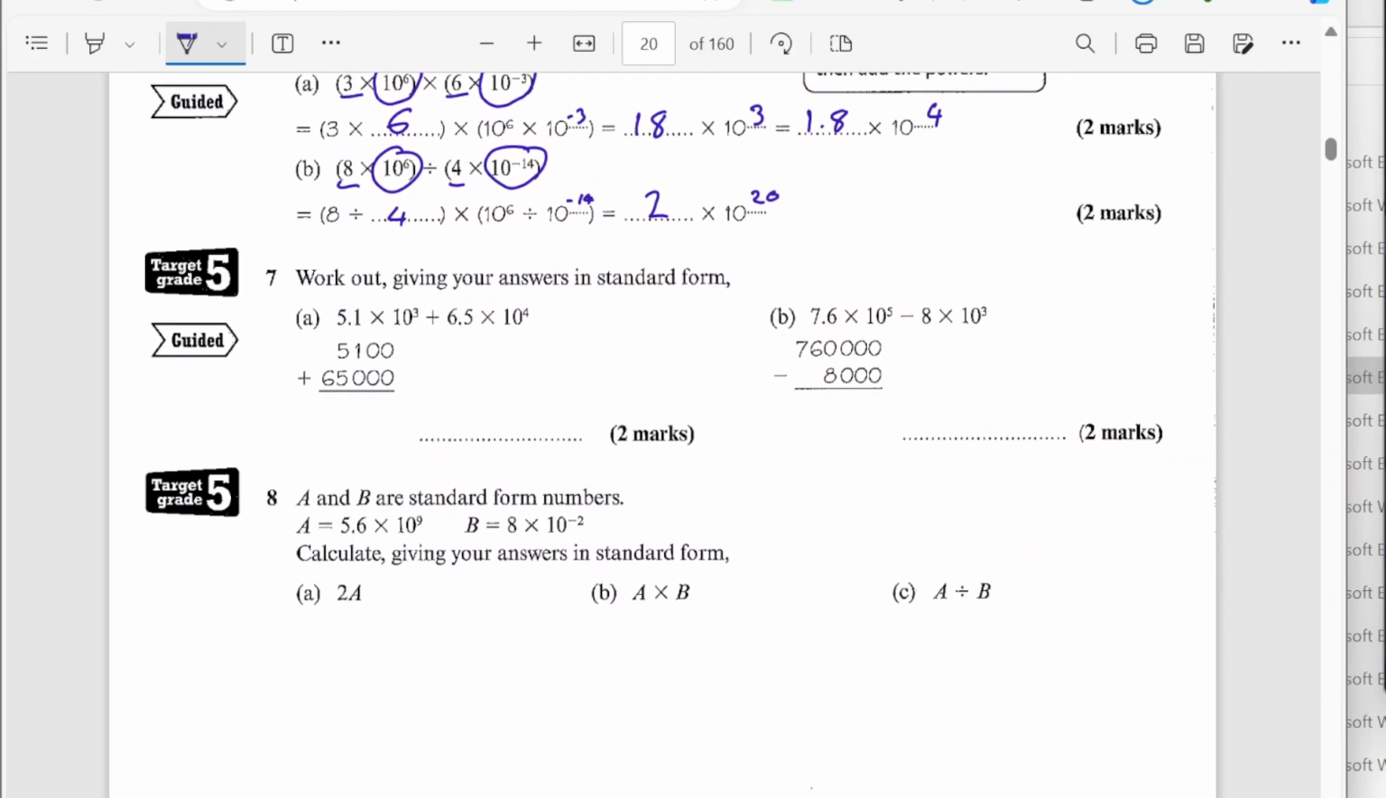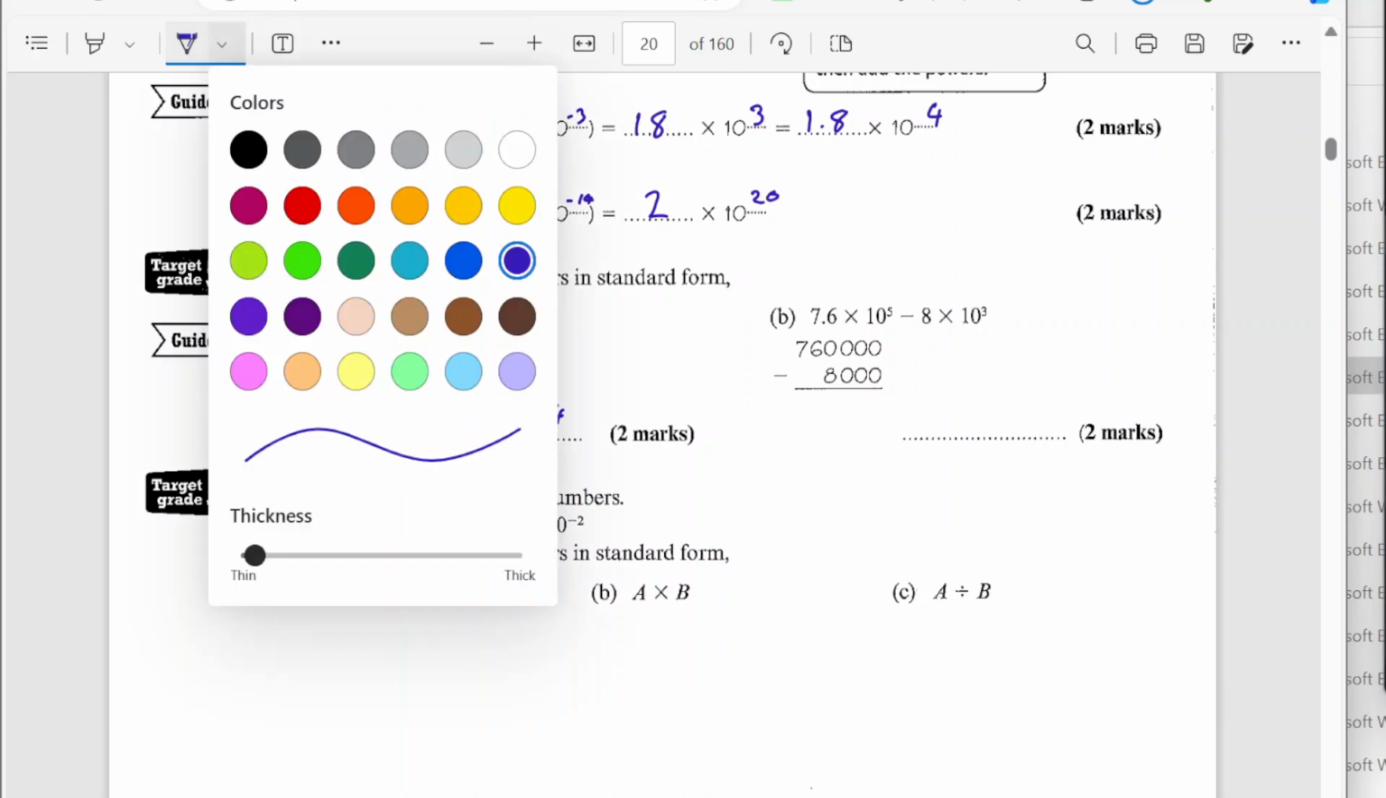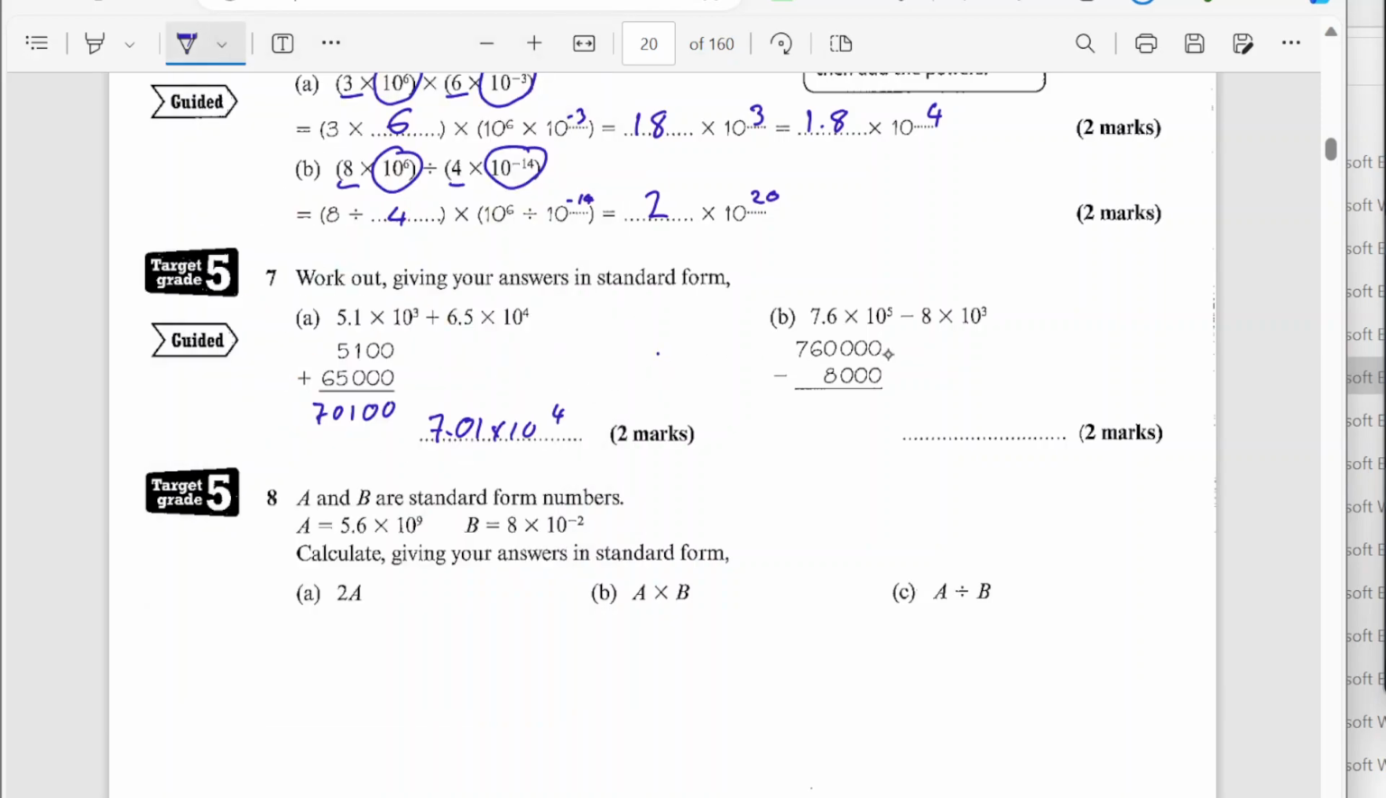Question 7, work out, giving your answer in standard form. They've gone for the version of converting them both into normal numbers and adding them, which is absolutely fine. I'll show you a slightly different method as well though, and then converting that into standard form. So 7.01 times 10 to the power 4. I personally use a slightly different method. I'll do it on this one.